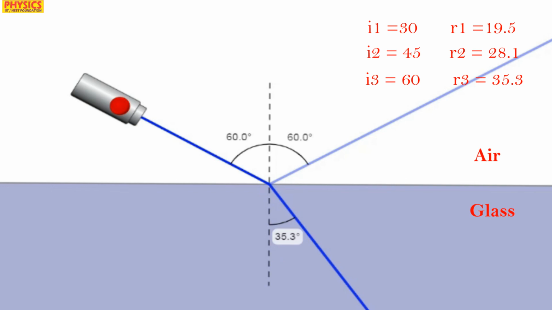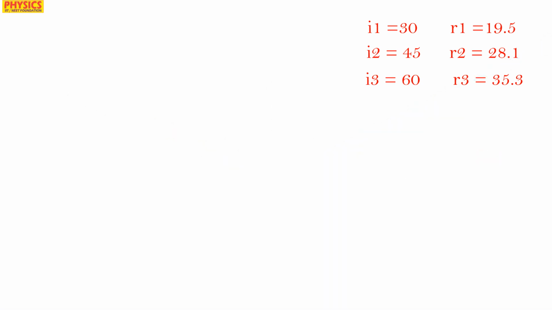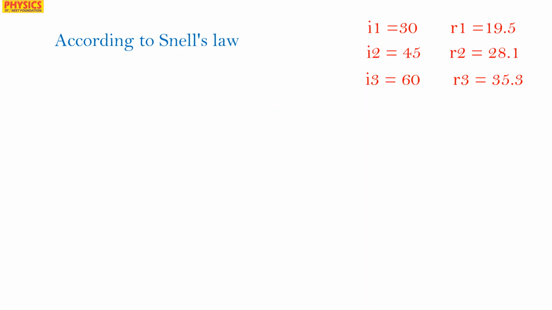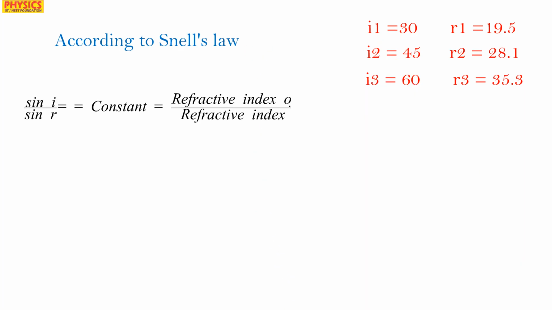Okay, so by using this data, let us verify whether sin i by sin r value is constant or not for a particular medium. According to Snell's law, sin i by sin r is equal to constant. That is the relative refractive index of second medium, or it can be written as refractive index of second medium with respect to first medium. Here first medium is nothing but from which light is moving. Second medium is nothing but to which light is moving.